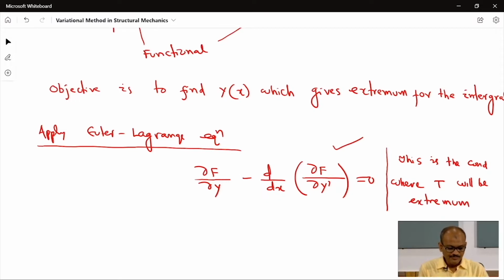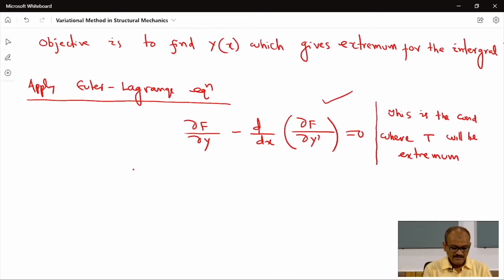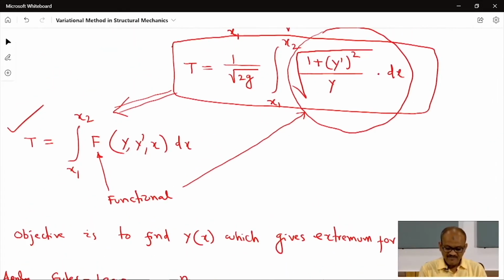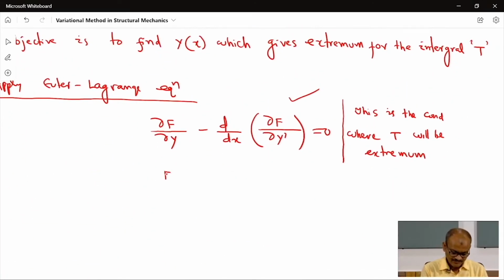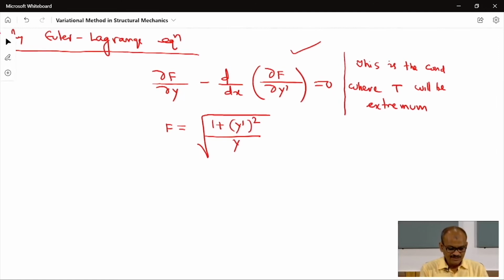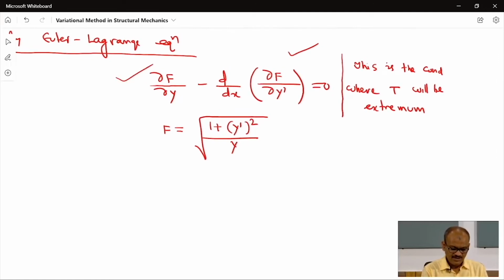So now you can go for deriving, because we know f is known to us. So once again I am writing this f here. This f is root over of 1 plus y dash square by y. If you substitute this in the Euler-Lagrange equation, let us find each term, del f by del y as well as del f by del y dash.